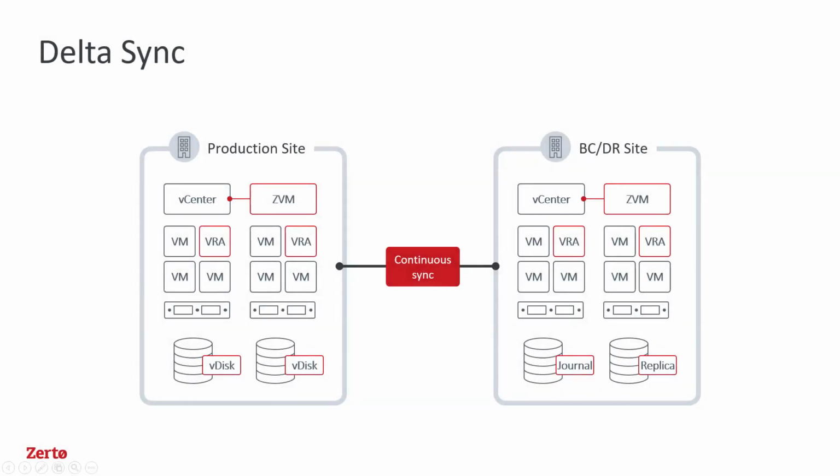A delta sync will be required when an extended interruption in replication occurs. When the outage is longer than the VRA memory for a bitmap sync, then it will trigger a delta sync. The process does not actually start until the connection is restored.